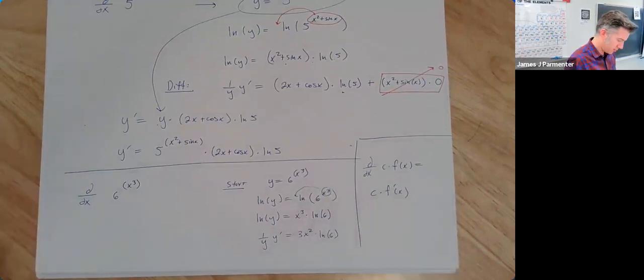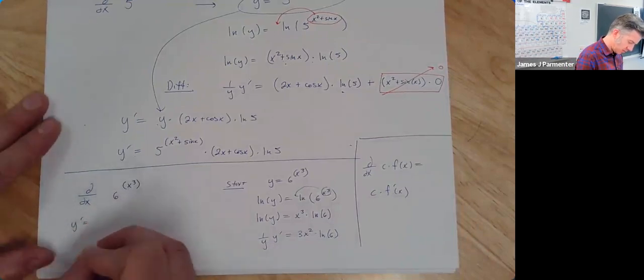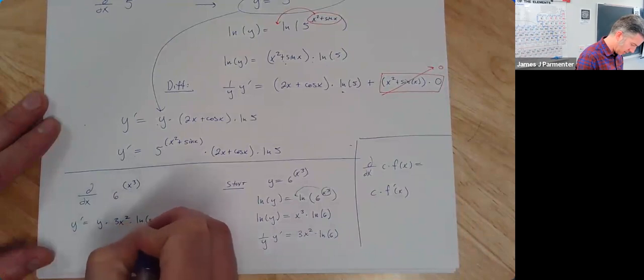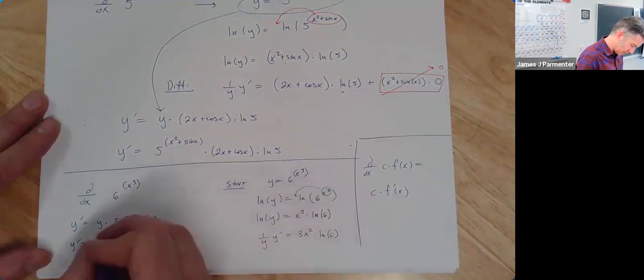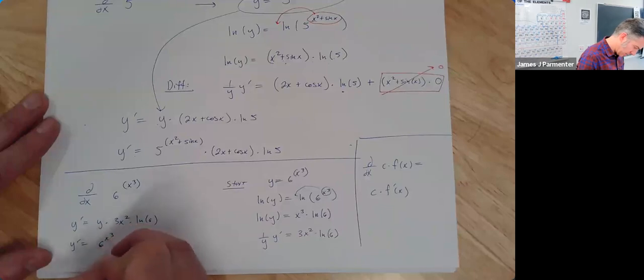Solve for y prime. The y prime is going to equal y times 3x squared times natural log of 6. And then y prime is going to equal y, which is 6 to the x cubed, times 3x squared times natural log of 6.